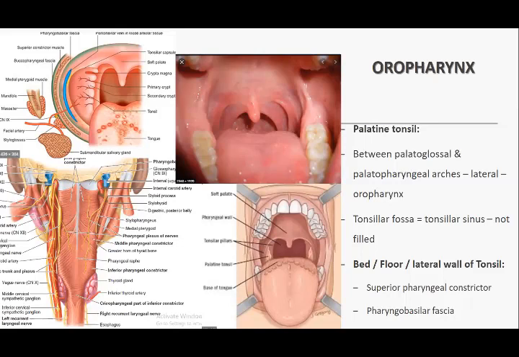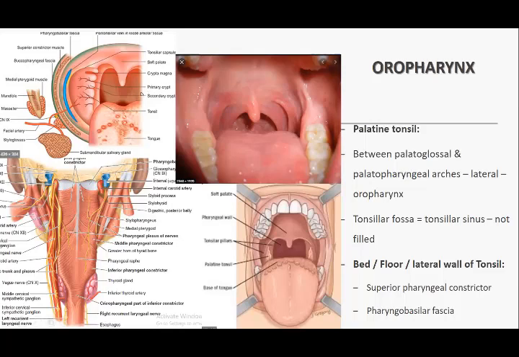This lateral wall is very important because when tonsillectomy is done, when you remove the tonsils for any reason, you have to be very careful not to damage the lateral wall, because a lot of structures are present in the lateral wall or immediately outside it.